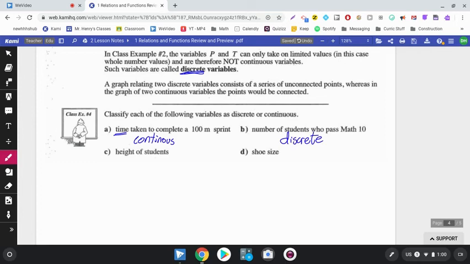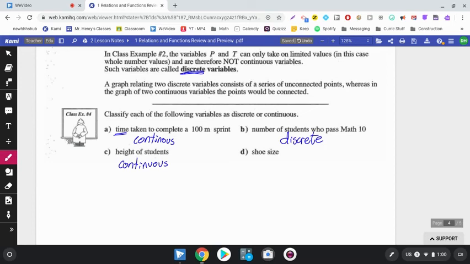Height of students. Okay. This one I could see people going back and forth on. The height would be continuous. We measure in feet and inches, or we measure in meters and centimeters, but you could always go a little bit more accurate and a little bit more accurate. So you could be any height in the middle.